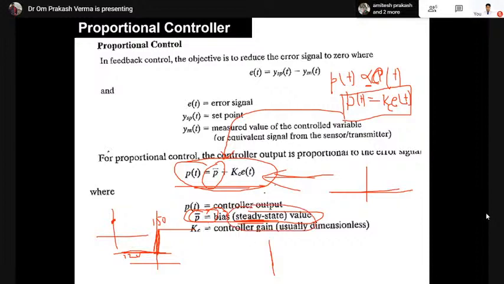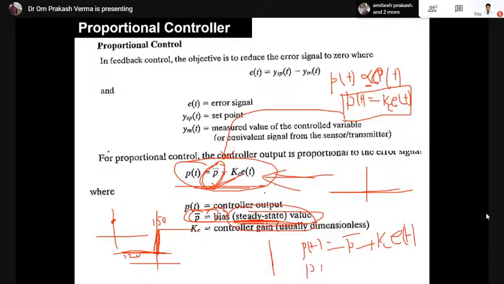Okay, so for that reference, we have taken some reference value and written here. This is called the bias value, that is mentioned here. Okay, so I think it is clear. So it means the equation becomes what? The final equation becomes Pt is equal to P bar plus Kc into Et, right? So this is the general equation of the proportional controller.